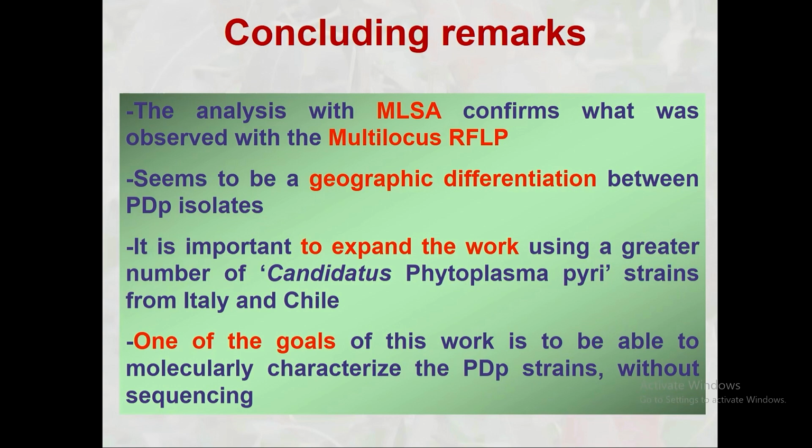And of course, it is important to expand the work using a larger number of strains proceeding from Italy and Chile. But the indications are very clear. Maybe the geographic differentiation would be associated with different environmental conditions. Chile is not the same as Italy. And of course, the different vectors. Because I remember that in Chile we don't have Cacopsylla pyri, don't have Cacopsylla pyricola, and neither pyrisuga.